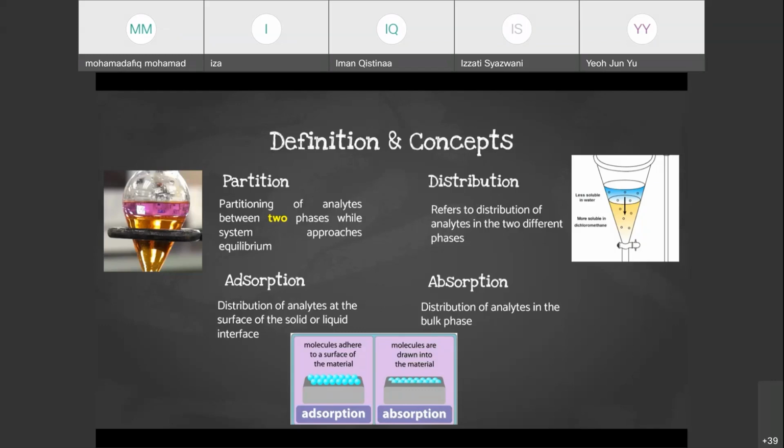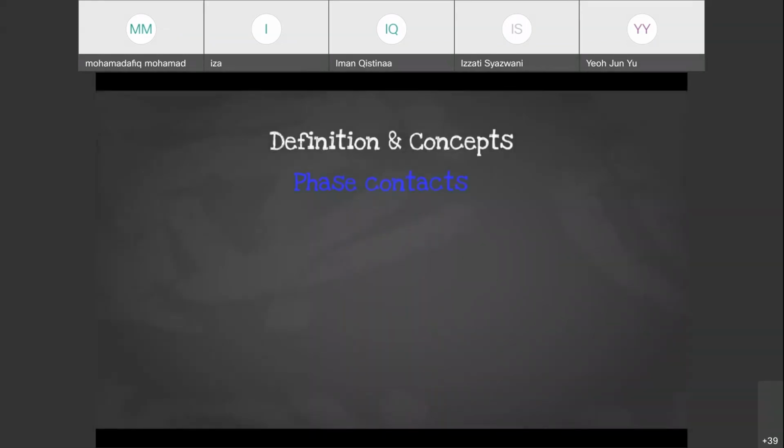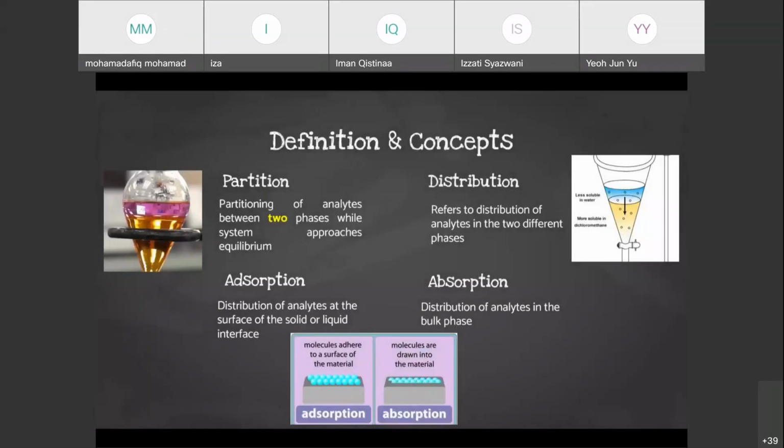Okay, so far okay for the definition and concepts? It is already 8:52. I will try to finish at 8:55 because you guys have class at 9.